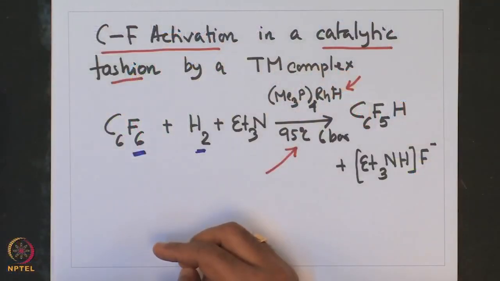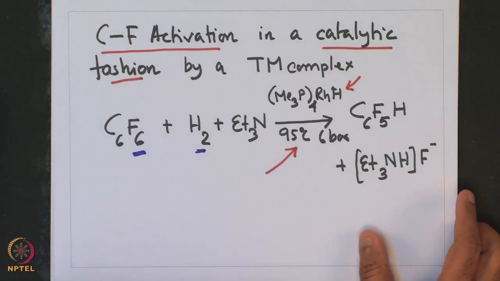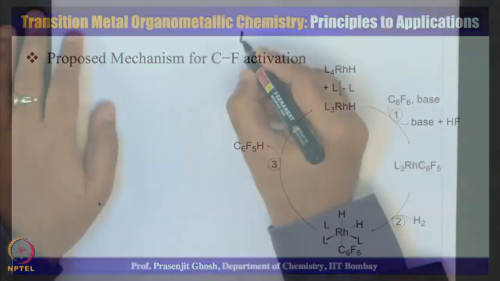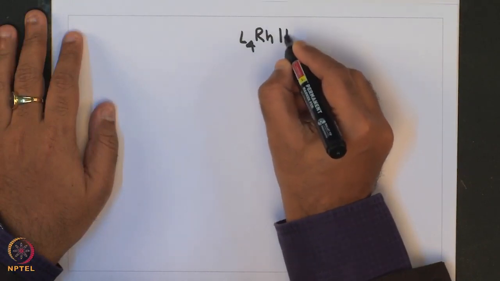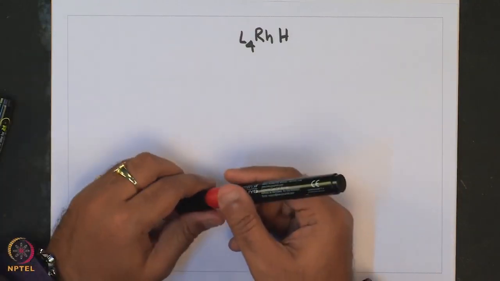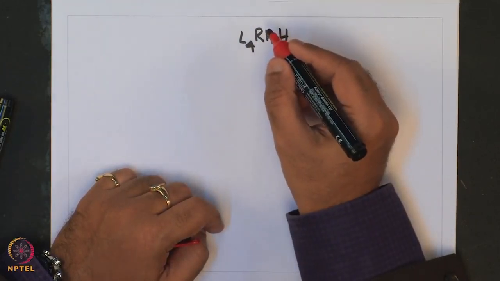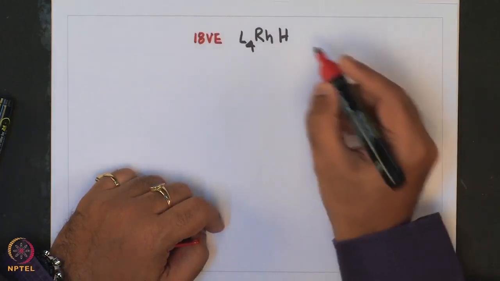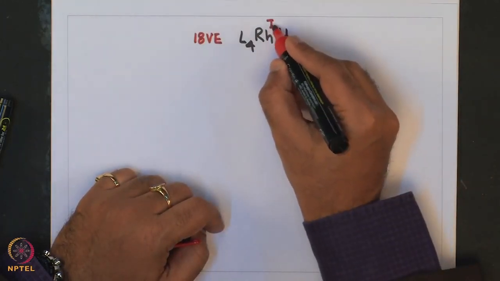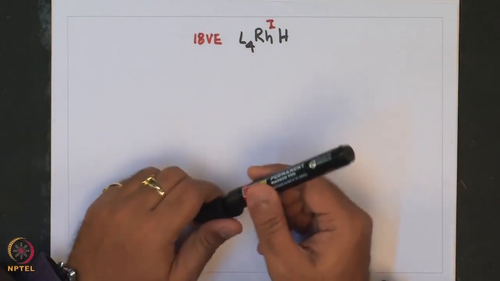So, what we are going to do is look at how this reaction proceeds in terms of the mechanistic cycle it undertakes to carry out this CF activation. The catalyst, which is L4 rhodium hydride, one can say is both coordinatively saturated because it has a coordination number of 5, and electronically saturated because it is an 18 valence electron compound. The oxidation state of rhodium is rhodium 1. So, that being the case, this may be considered as being catalytically inactive.